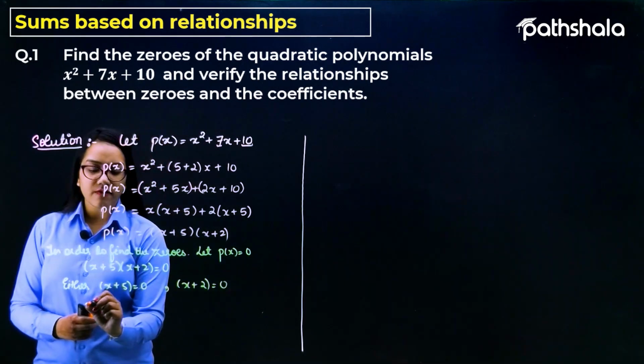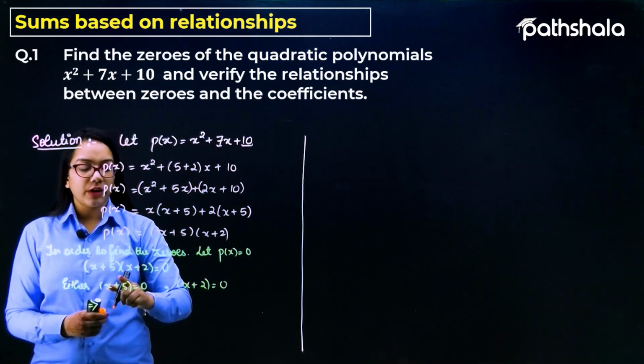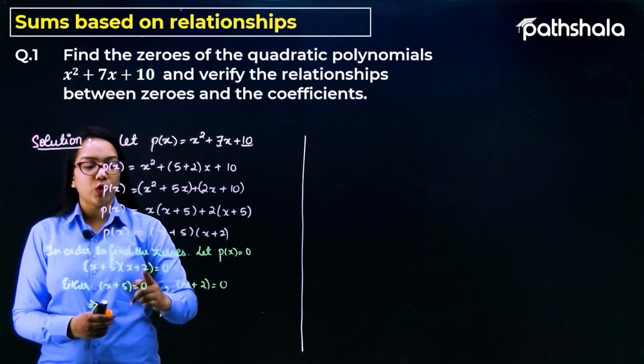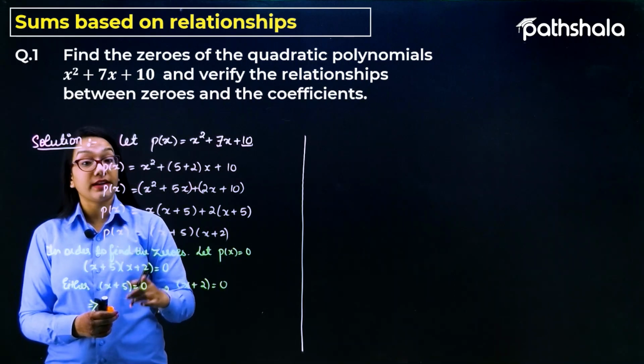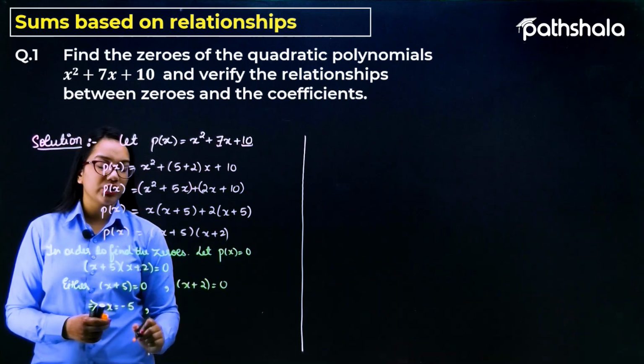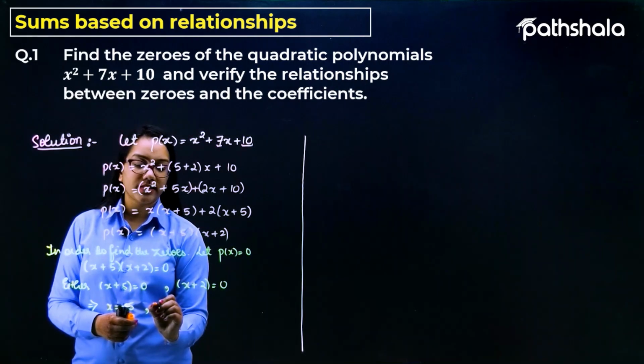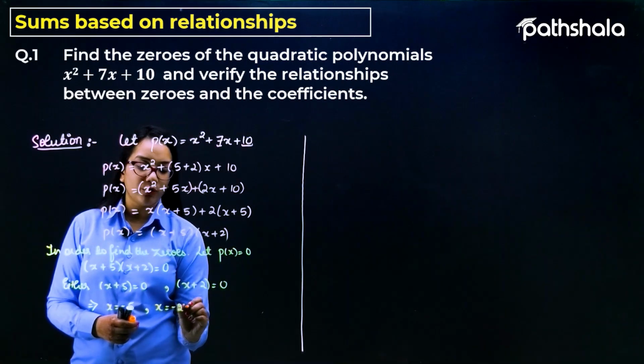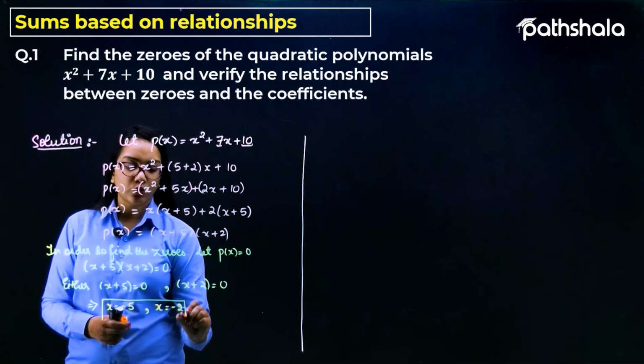Now let's find the values of x. We are transposing plus 5 towards the right hand side, so the value of x is equal to minus 5 for the very first case, and for the second one x is equal to minus 2. So these are the two zeros.